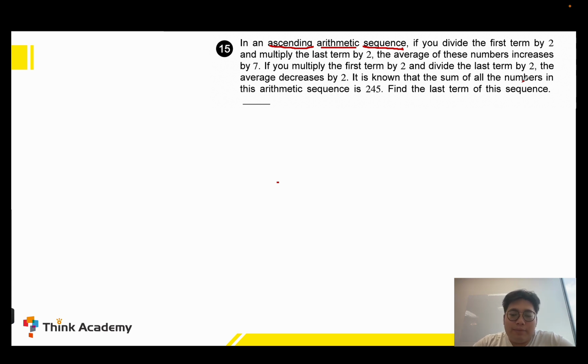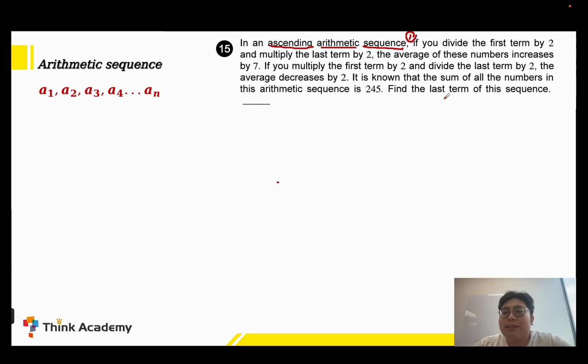So we can list the arithmetic sequence as A1, A2, A3, and so on to AN. So we can define this one from A1 to AN as an arithmetic sequence. And from the first sentence, if you divide the first term by 2 and multiply the last term by 2, the average of these numbers increases by 7. And if you multiply the first term by 2 and divide the last term by 2, the average decreases by 2.